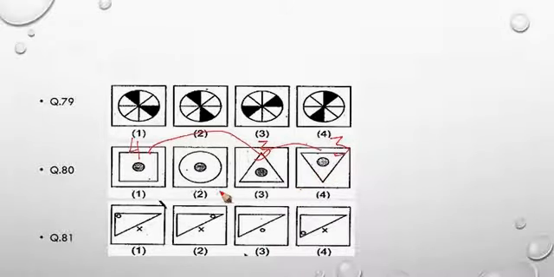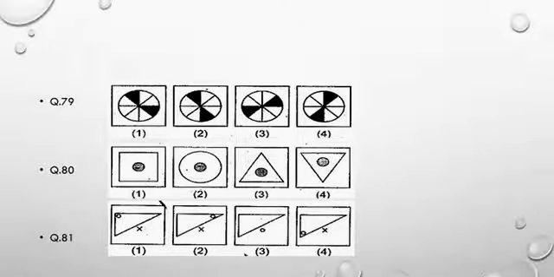But in case of option 2, the outer design is just a circle which doesn't have any line or any side. So option 2 is the odd man out figure in this case. Let's go to question number 81.